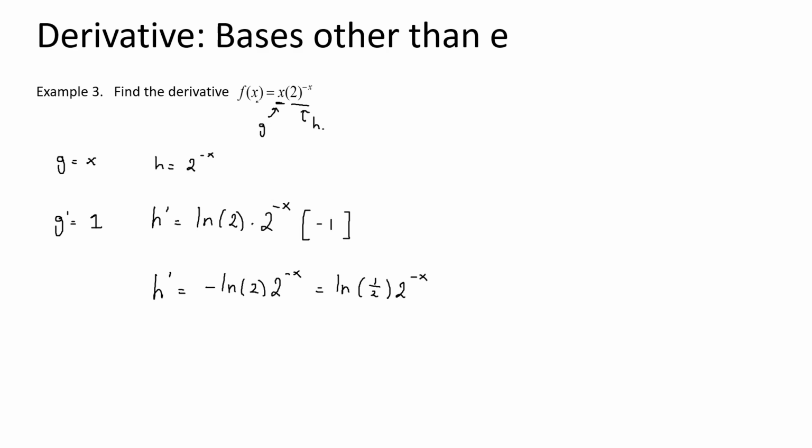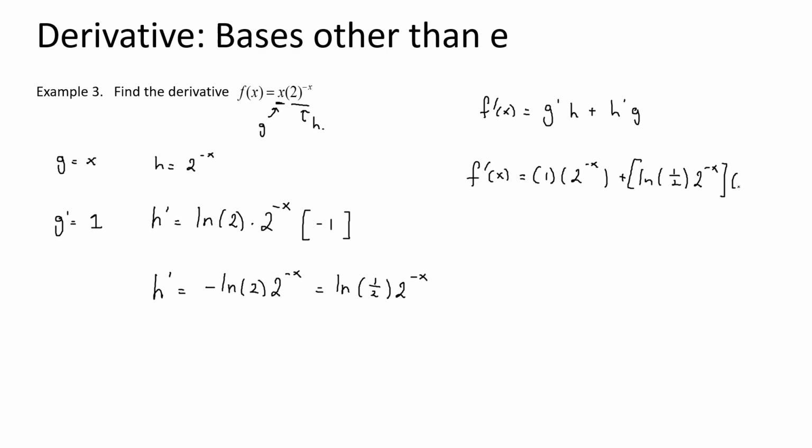Now going back, in order to solve our f(x), since it was g times h, it requires the product rule. So the derivative of f will be g prime times h plus h prime times g. g prime was 1. h is 2 to the negative x power, plus h prime was ln of 1 half times 2 to the negative x power, times g. g in this case was x.